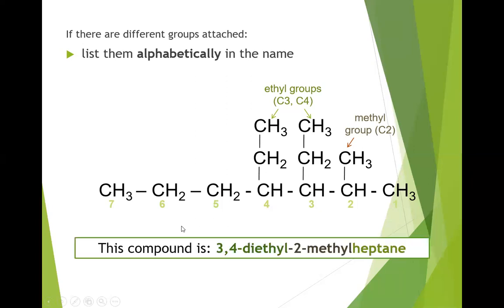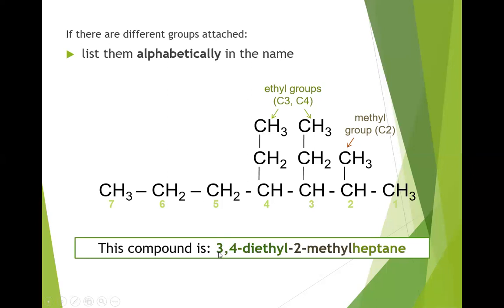So what does the name look like? Now, this is the compound we have. Now, in this case, why is diethyl coming first before 2-methyl, while in the structure, methyl comes first? The reason is because we have to obey the rule of alphabetical precedence. Now, E comes before M. Ethyl starts with E. Methyl starts with an M. And so we name this compound using alphabetical order.